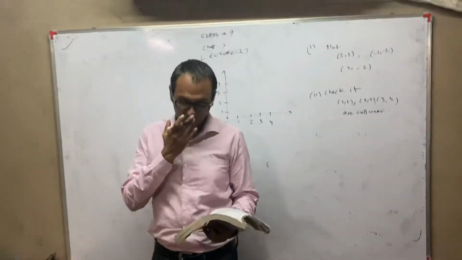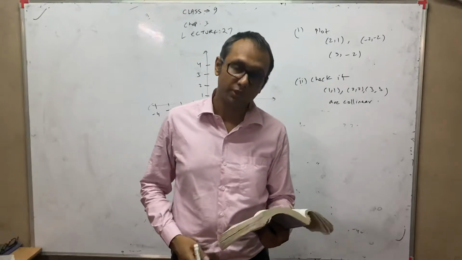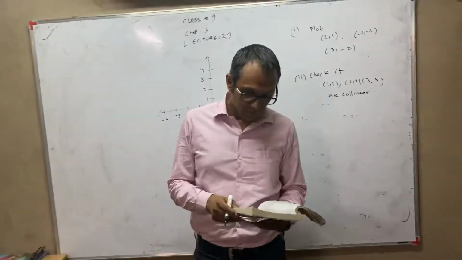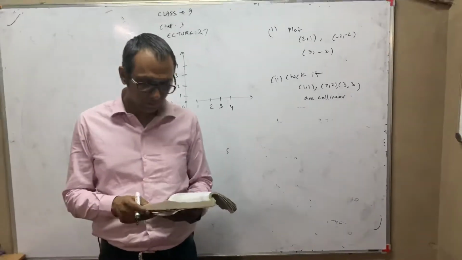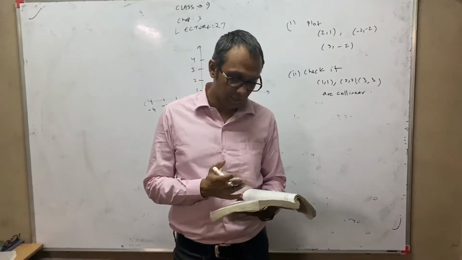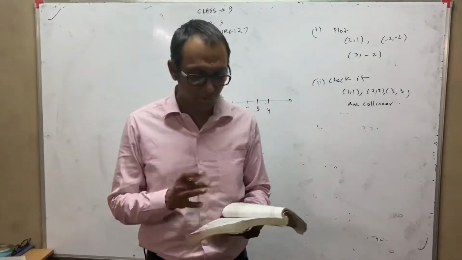Continuing with chapter 3. Now we will just see the last exercise, which is exercise 3.3. First question is, in which quadrant or on which axis do the following points lie? Verify your answer by locating them on the Cartesian plane. So basically you have to plot these points.